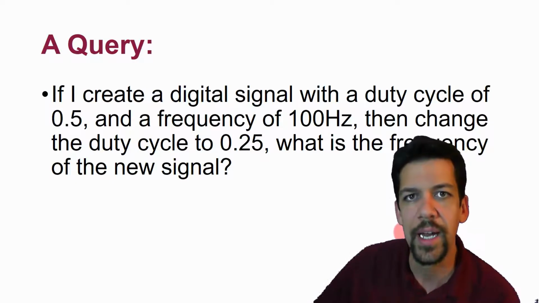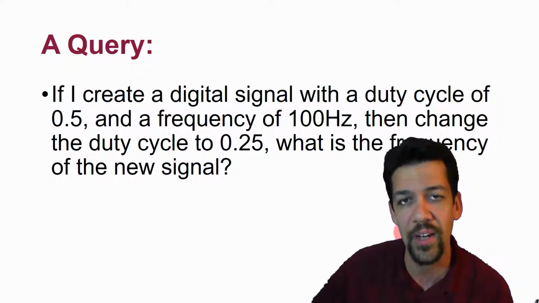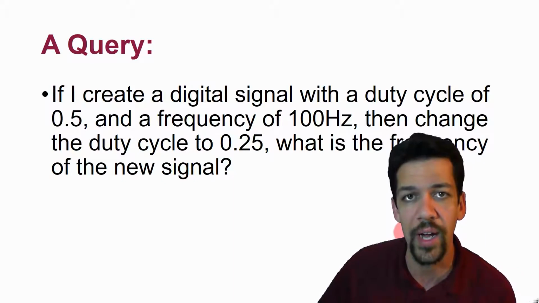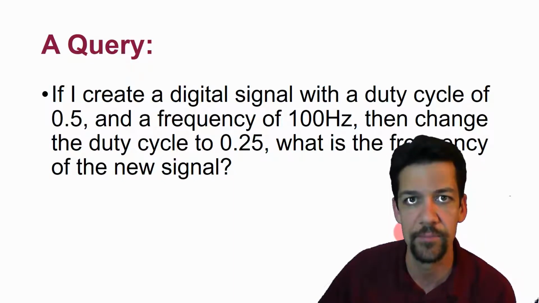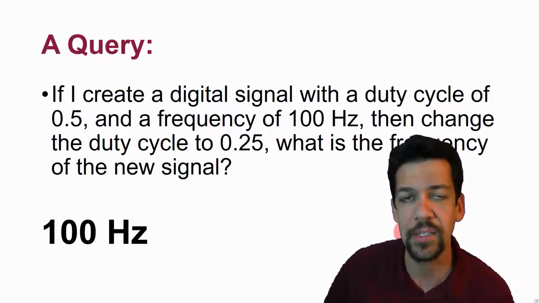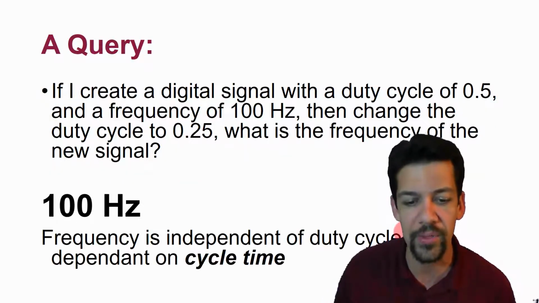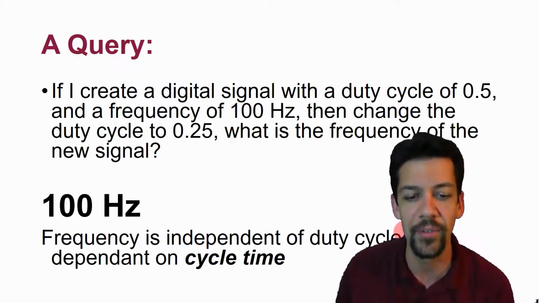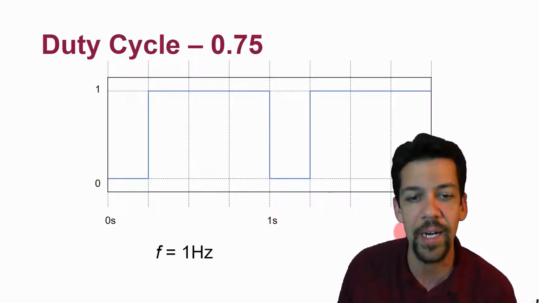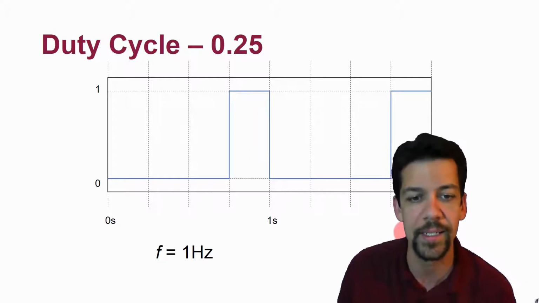So here's a question. If I create a digital signal with a duty cycle of 0.5 and a frequency of 100 hertz, then I change the duty cycle to 0.25. What is the new frequency of the signal? It's still 100 hertz. The duty cycle doesn't change the period, which is what defines the frequency. Remember that the frequency is independent of the duty cycle, right? So the frequency is the same no matter if the duty cycle is 0.25 or 0.75 or anything like that, right?